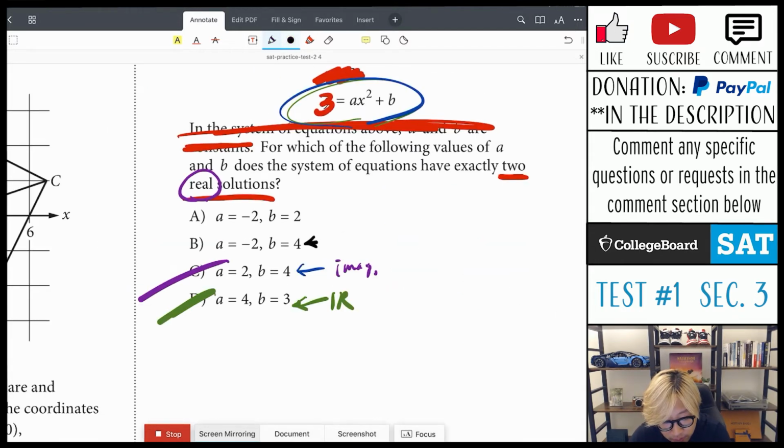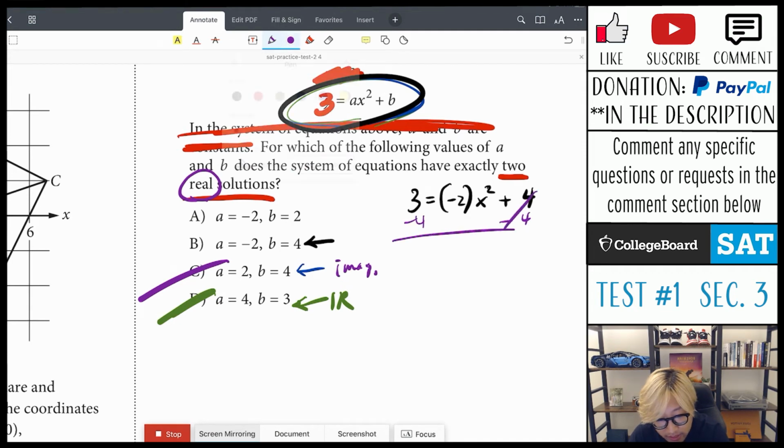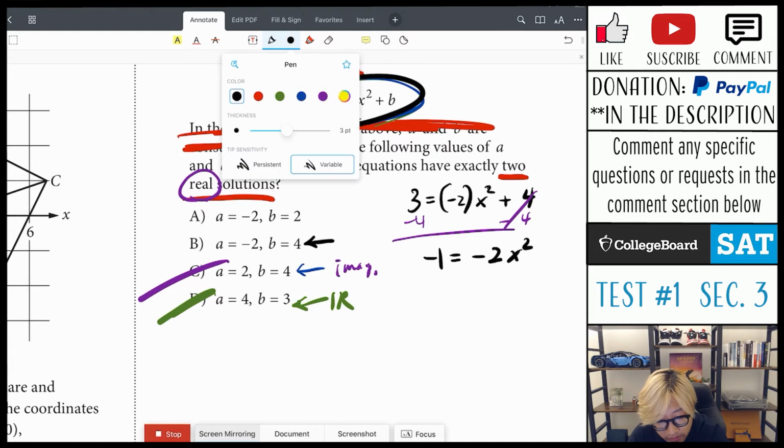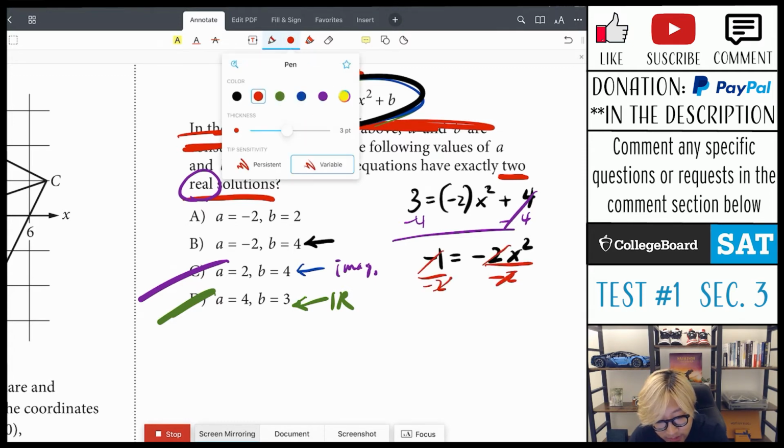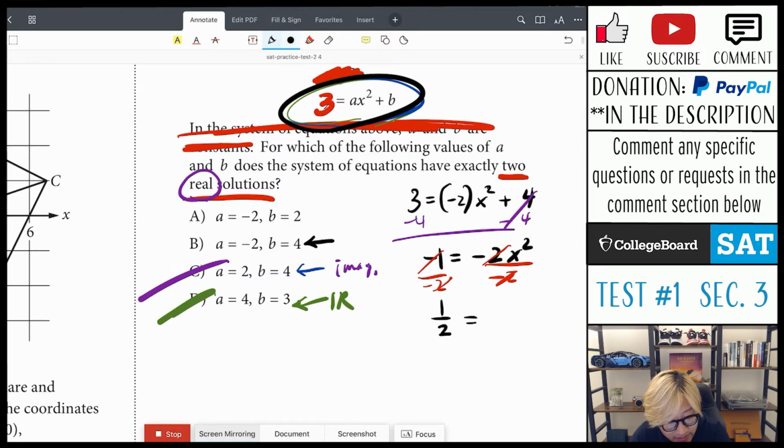Now we'll try choice B and hopefully this works. If I plug that into this equation right here, it looks like this: 3 is equal to A, which is -2, x squared plus B, which is 4. Same thing, subtract 4 on both sides, and that is -1 is equal to -2x squared. Divide by -2 on both sides. That actually turns into +1/2 is equal to x squared.